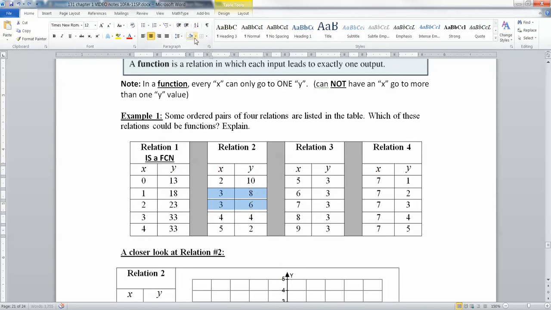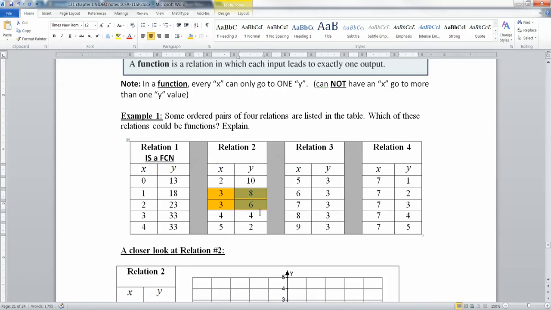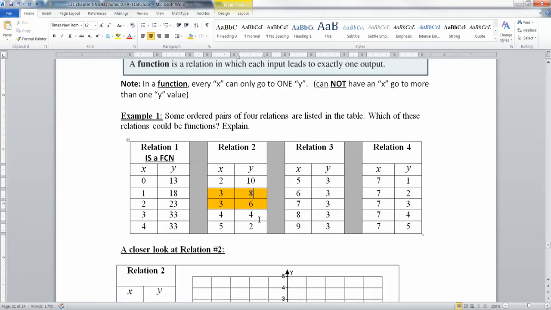Okay, so if you look at that, think about it for just a moment. What's the issue? Well, the issue is you're taking one number, 3, putting it in this box, this microwave, and you're getting 2 separate things out of it. How is that possible? It's possible in a relation, it's not impossible, but it's not a function. A function means that when you put something in, you can only get one thing out. No more, no less. So I can't take the number 3 and get both 8 and 6 out and still be a function. So this is not a function.